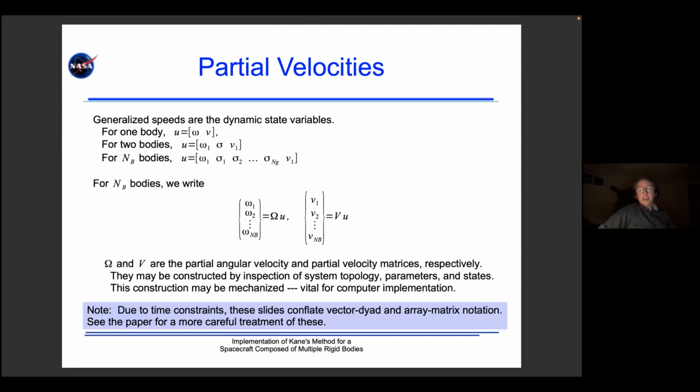So we want to mechanize that process so that we can put our descriptions into input files and have the computer build these matrices during the course of the simulation.